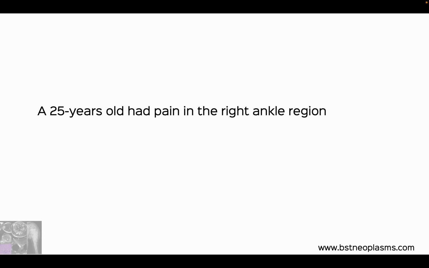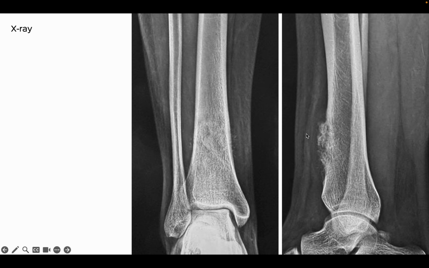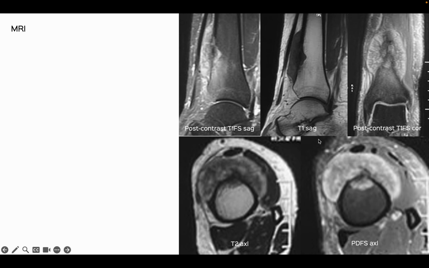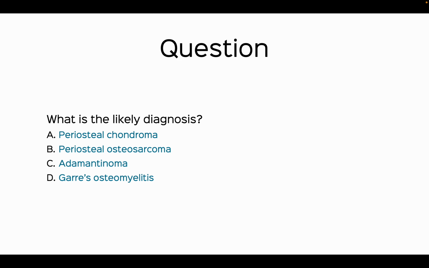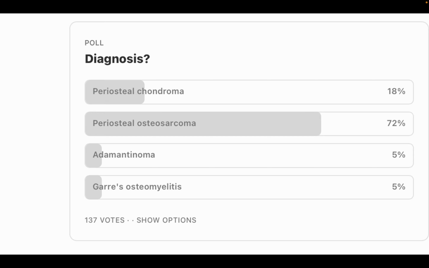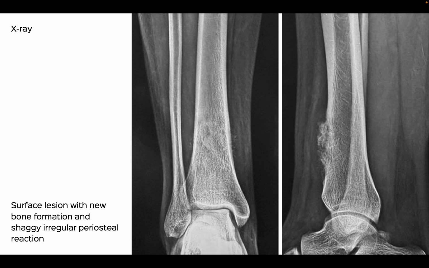A 25-year-old had pain in the right ankle region. This was the x-ray that was put up. These are the 5 MRI images, and they're all self-explanatory sequences. That was the histopath. And these were the choices that I had put up, and you had to decide which one. So a good number of you voted, and this is how you all voted. And let me come back to what the diagnosis is.